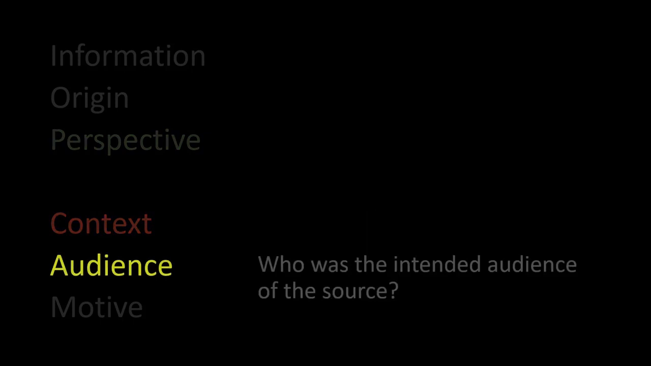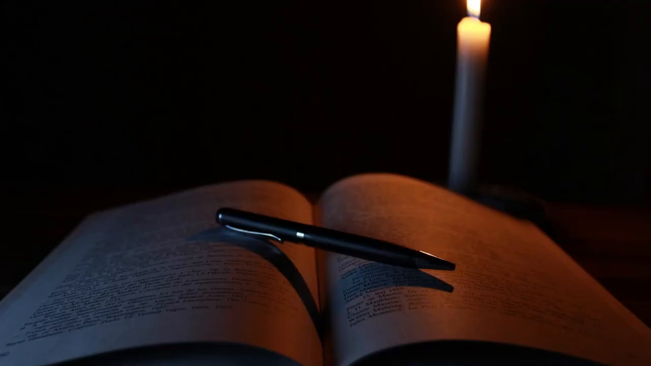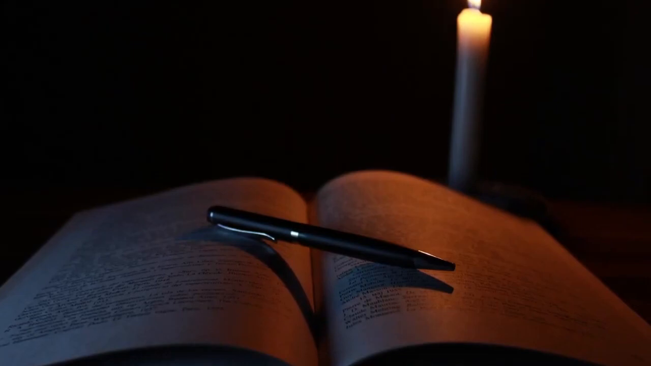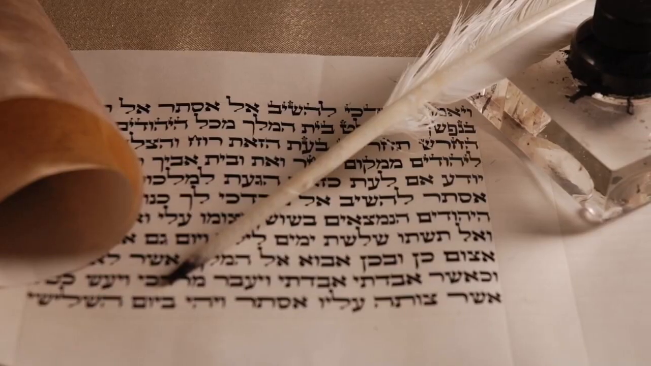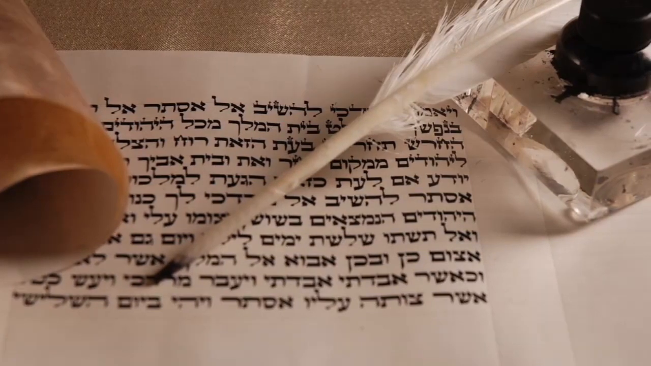Fifth, who was the intended audience of the source? And finally, for what purpose was this source made? Sometimes you may not be able to answer all of these questions, but you want to be able to complete as many as possible. Once you've answered these 6 questions, you are ready to write your full source analysis.